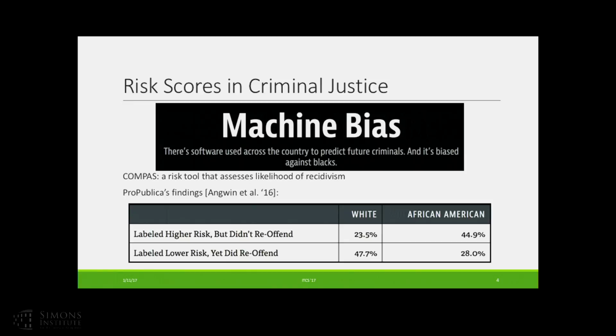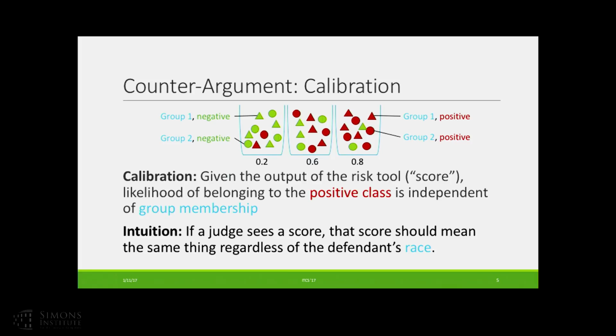The response by the actuarial risk community, which is academics and practitioners who actually make risk tools like this, was that this analysis is bad. What we really care about in risk tools is calibration. Many of you may have seen calibration in the context of the weatherman problem, where the weatherman has to forecast the probability of rain each day, and you need some way of evaluating how good they are at making these predictions. But in the context of risk tools, here's how we're going to define calibration.